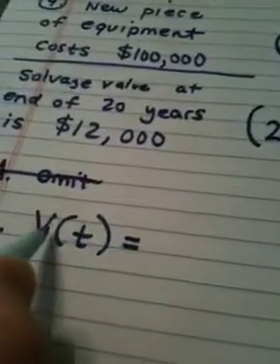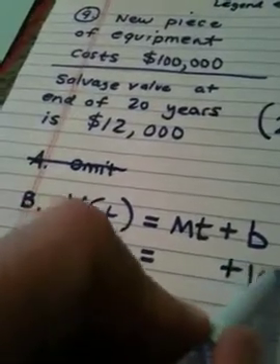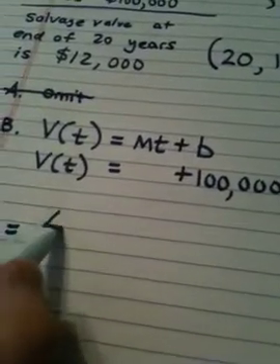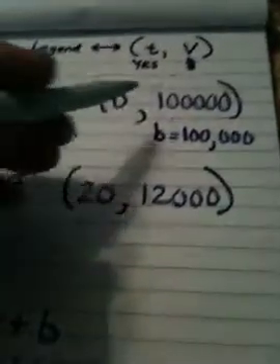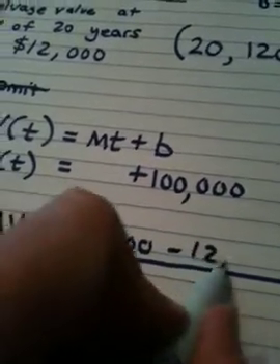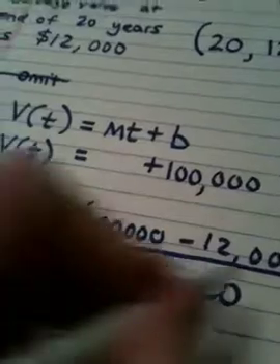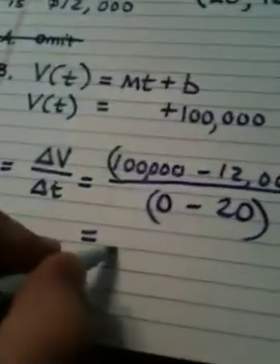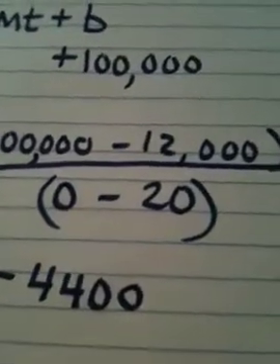Now, I already know V of t is mt plus b, but we had just been given b. I know that b is 100,000. However, I need to find m. m is the change in output, which is change in value over change in time. So, if I do 100,000 minus 12,000 in the numerator, 100,000 minus 12,000 divided by 0 minus 20. And when I type that into my calculator like we've been doing, we come out with negative 4400. Okay? So that is what my m is.